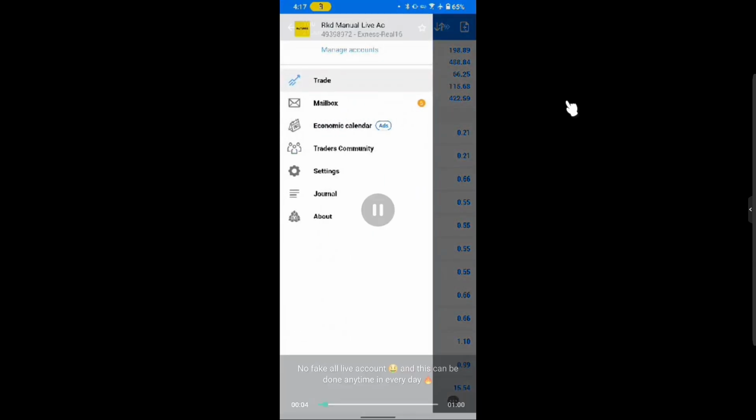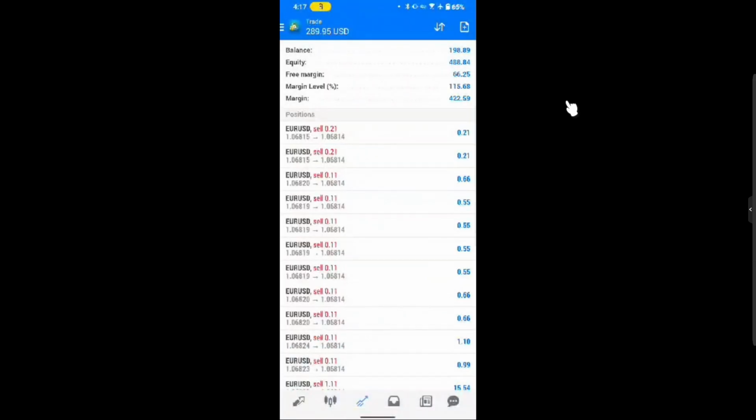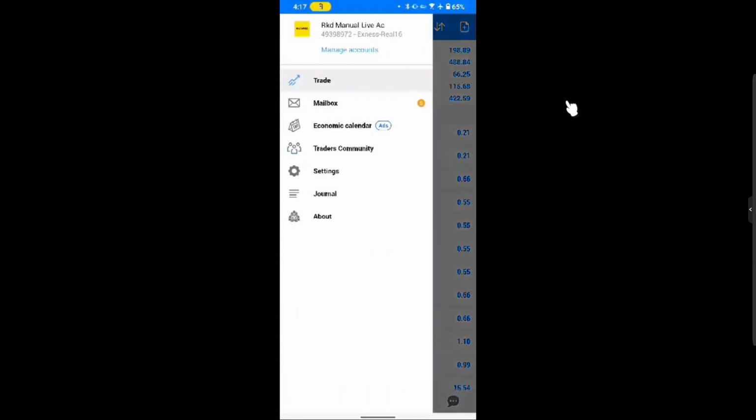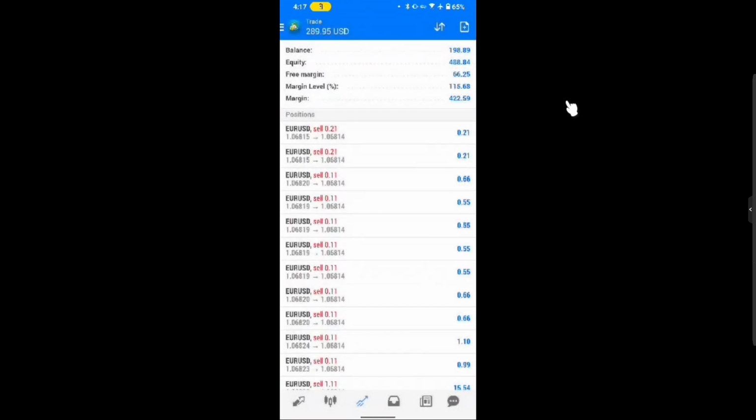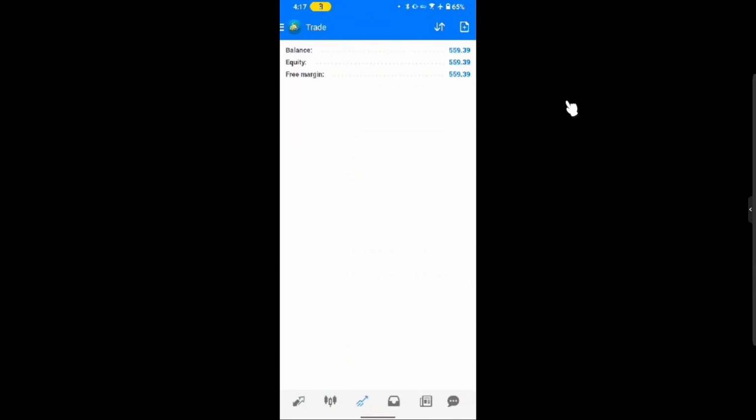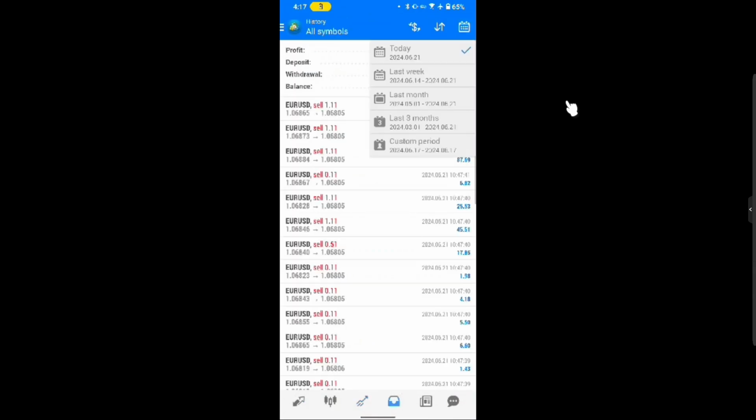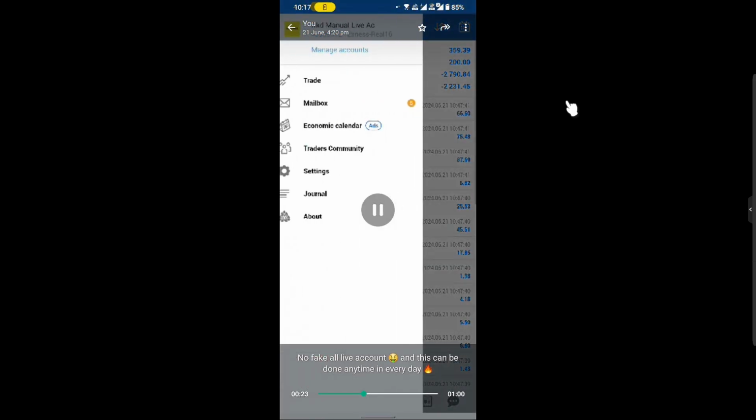You can see this is my real account, and you can see plus floating more than $300, and it's an Exness account. This trick will work on a broker which has more than 1000 leverage, like 1:1000. So Exness will be the best broker, and the account that I use was a Pro spread account, and you can see it's a live account.